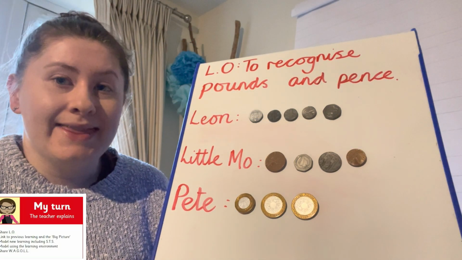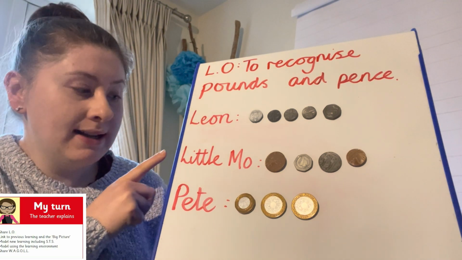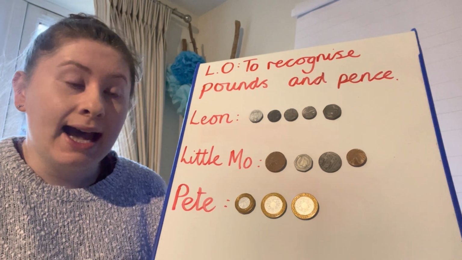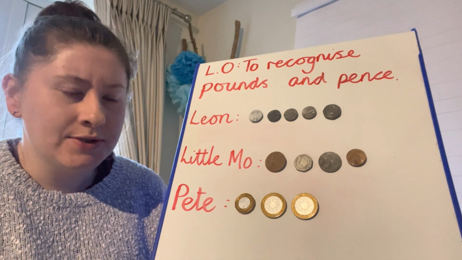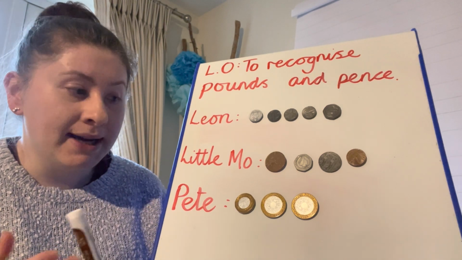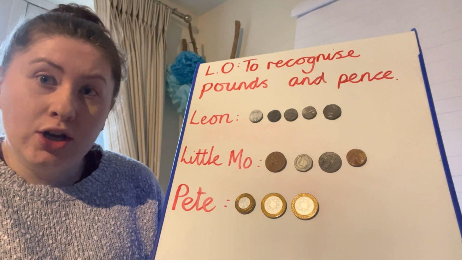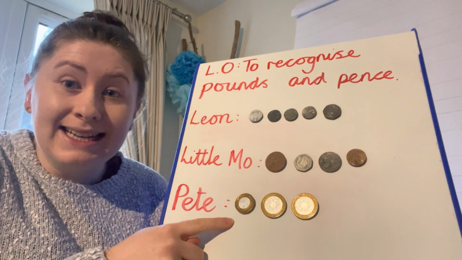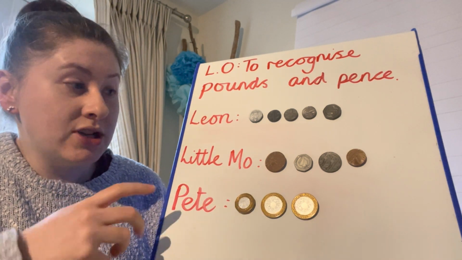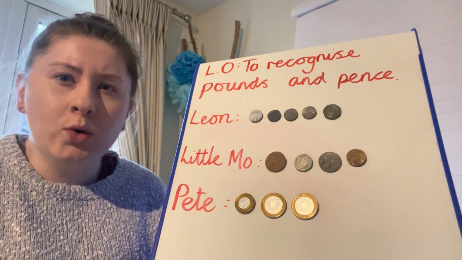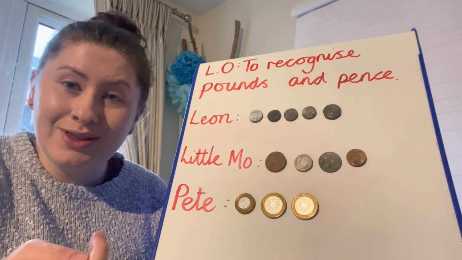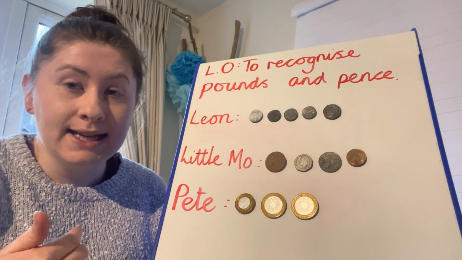So this is my turn then. We've got the characters Leon, Little Mo and Pete. And they've all been to the circus and spent their money. And this is the money that they've left with. So I need to work out who has the most and who has the least amount. Just having a quick look, I actually think Pete has the least because he's only got 1, 2, 3 coins. But actually, Little Mo and Leon have more coins. So I think my prediction is he's going to have the least. What do you think? Do you agree with what I've said or do you disagree?